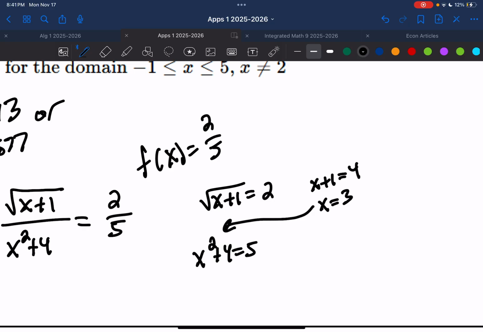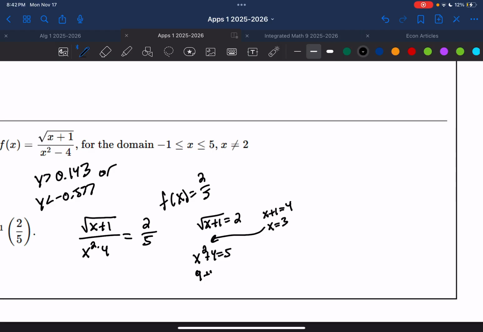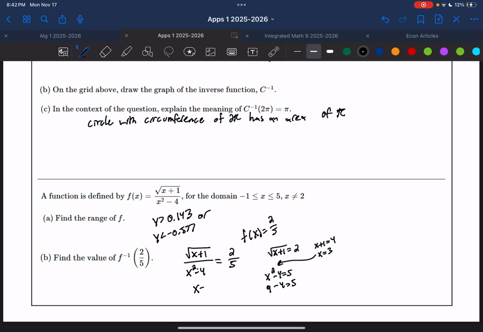And if we plug 3 into the second equation, we're going to get 9. Sorry, that should be a minus 4. I copied the function down wrong. That should be a minus, so 9 minus 4 would again be 5. So if we plug x equals 3 in, then the numerator and the denominator end up being 2 and 5. So when we input 3 into our original function, we're going to get 2/5, meaning if we input 2/5 into our inverse function, we have to output 3.